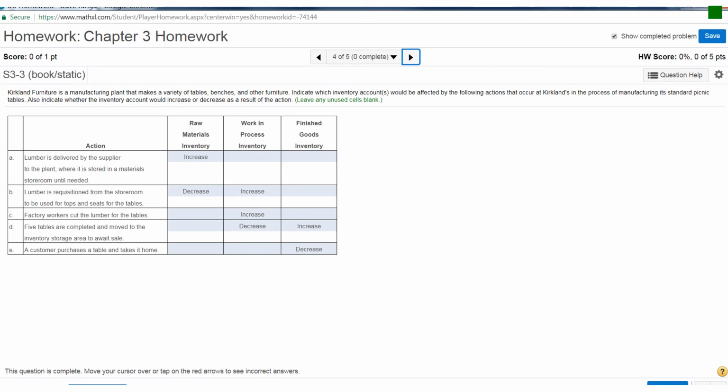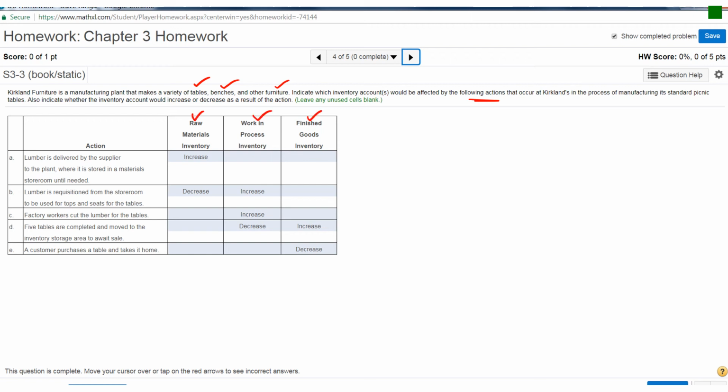This is chapter 3, homework question number 4. This is going to be looking at your cost flows. So this is a manufacturing plant that makes tables, benches, and furniture. And they want to know how each of the inventory accounts would be affected by the following actions. So notice they give us raw materials, work in process, finished goods.